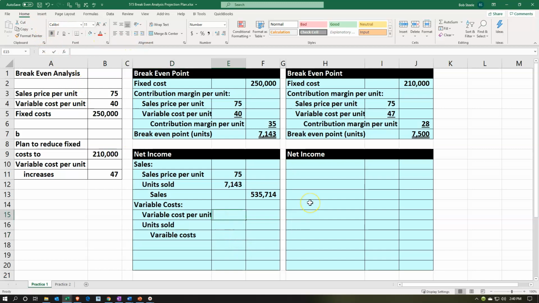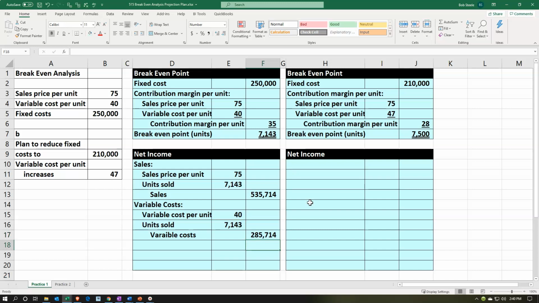We're going to be picking up the variable cost, which will be 40. 40 up top. Then we're going to take the units that are going to be sold, which is going to be our break-even units. Then we'll multiply these out. This will be equal to the $40 times the 7,143.